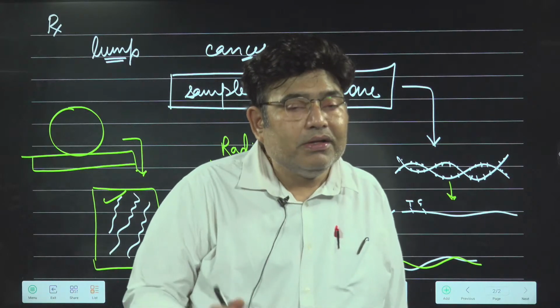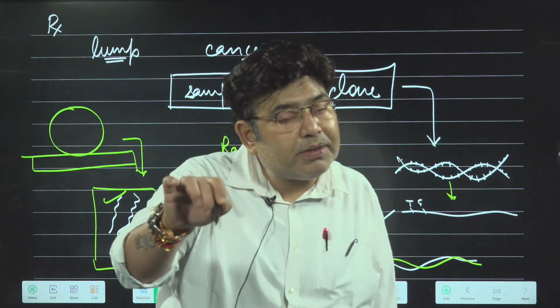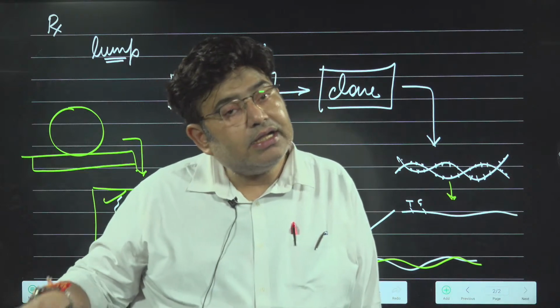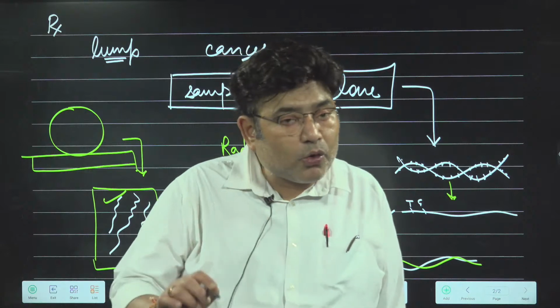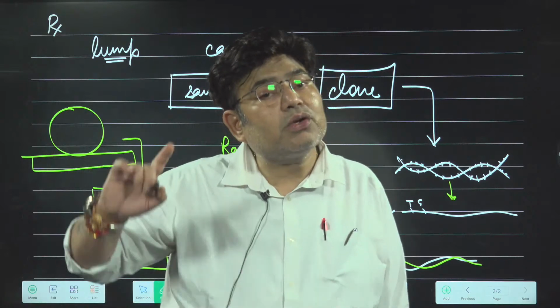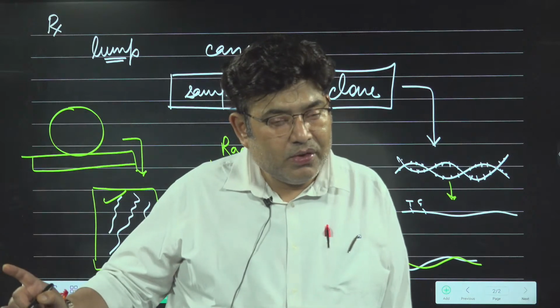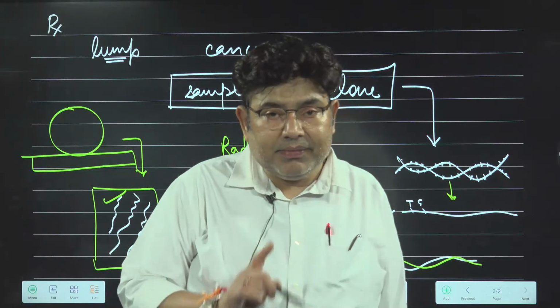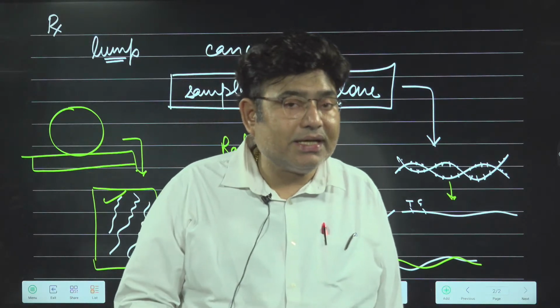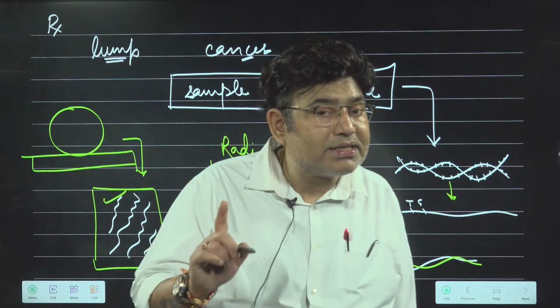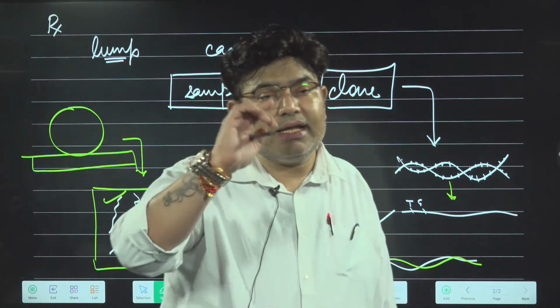So if you find any line, any mark, it indicates that in the sample which you are testing, the radio labeled probe is present, and it will be present only because the probe is complementary to the normal sequence. So if it is present, it means that the natural DNA in the cell has the normal sequence. Let us take an example.